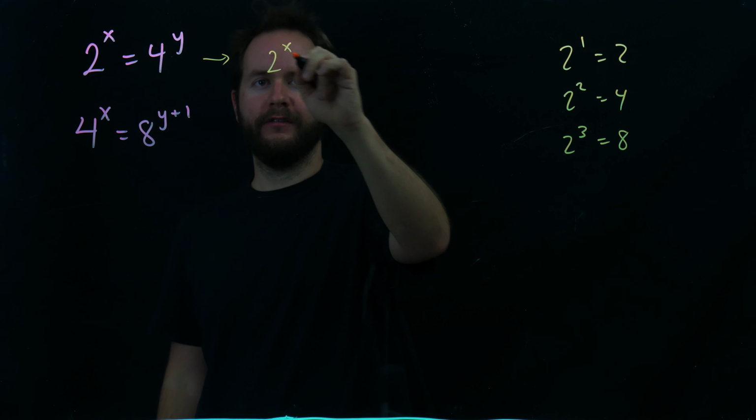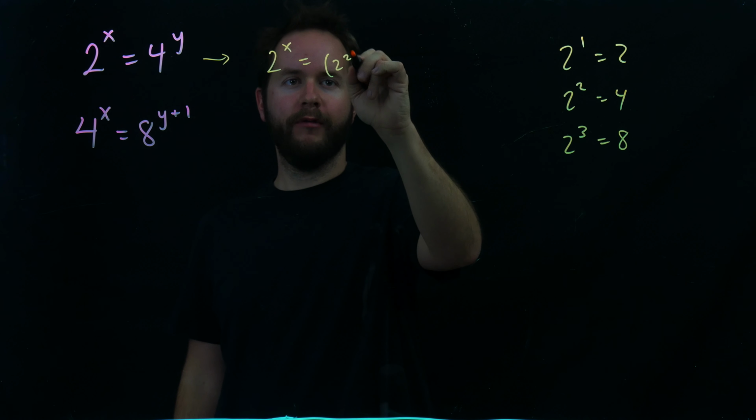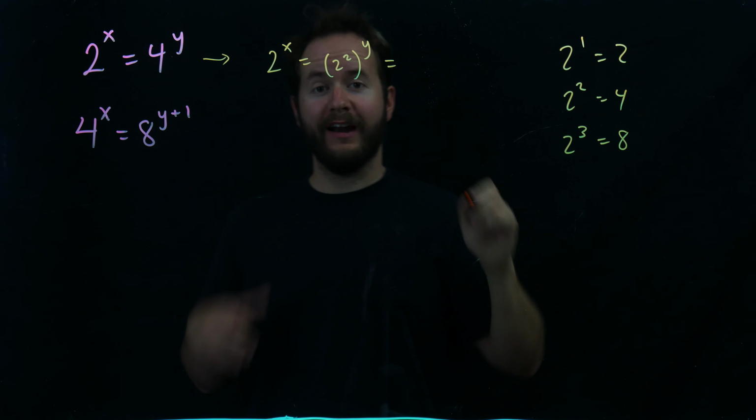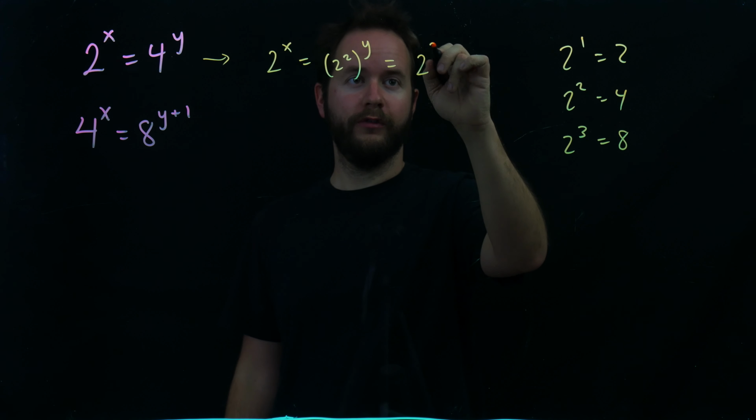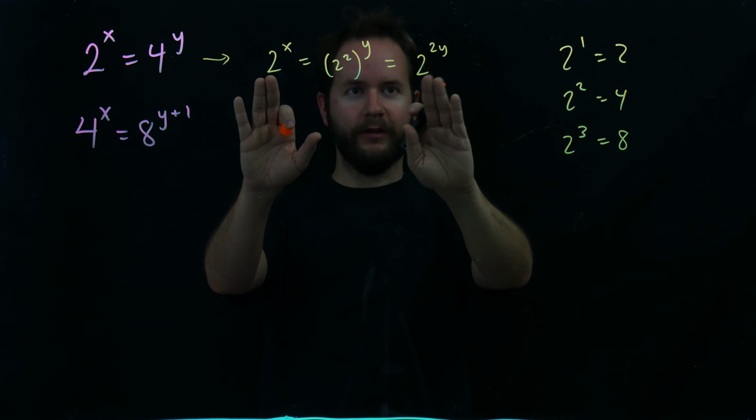I'm going to say 2 to the x equals 4 can be rewritten as 2 squared to the y, and then I have power to a power. Whenever you have power to a power, you multiply exponents. This gives me 2 to the 2y. There's one equation now that has base 2 for both.